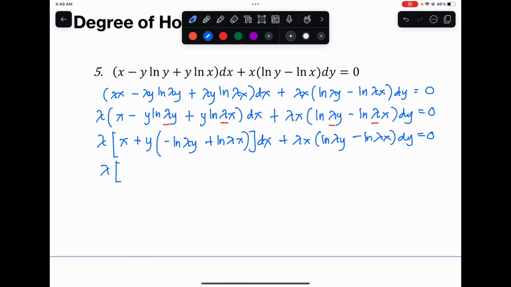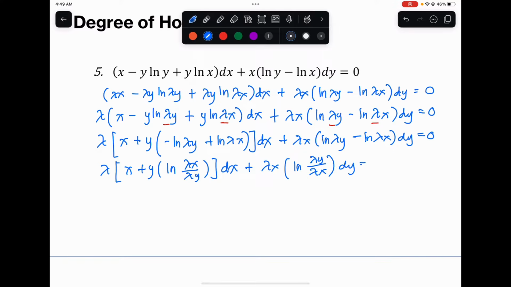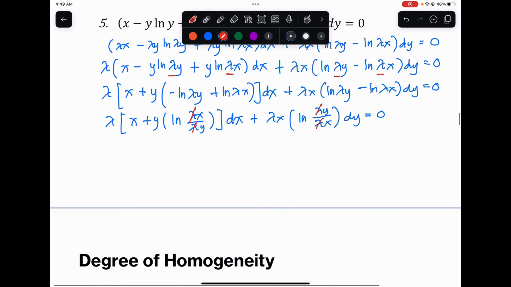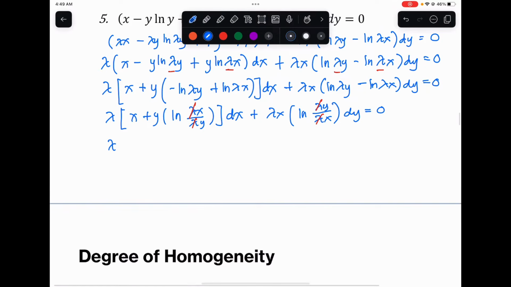So lambda then would be x plus y. And then we can make this one as ln lambda y. Since it's negative, we can combine the two. So this is the same as ln lambda x all over lambda y dx, and plus lambda x, and this would be ln lambda y all over lambda x dy is equal to 0. And from here, we can already cancel out lambda and lambda, and then we can factor out lambda here already.